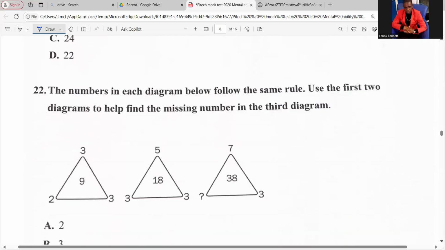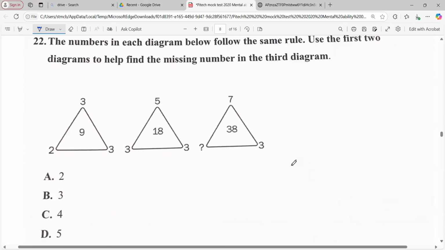Phone gets busy sometimes. Let's look at this one. It says the number in each diagram below follows the same rule. Use the first two diagrams to help find the missing number in the third diagram. So guys, focus on the first two. That can give you the clue to figure out the answer for the third one.